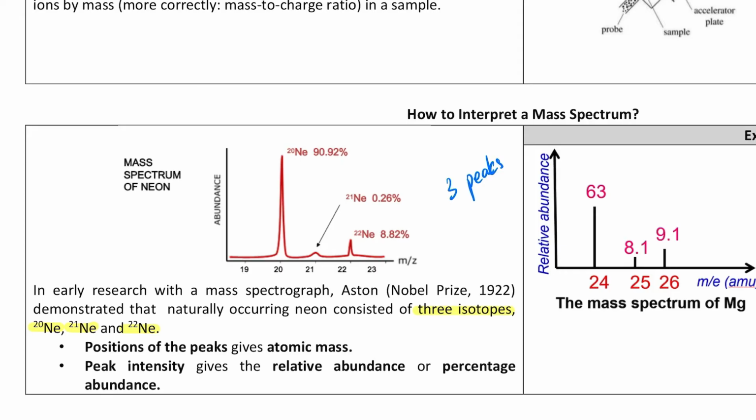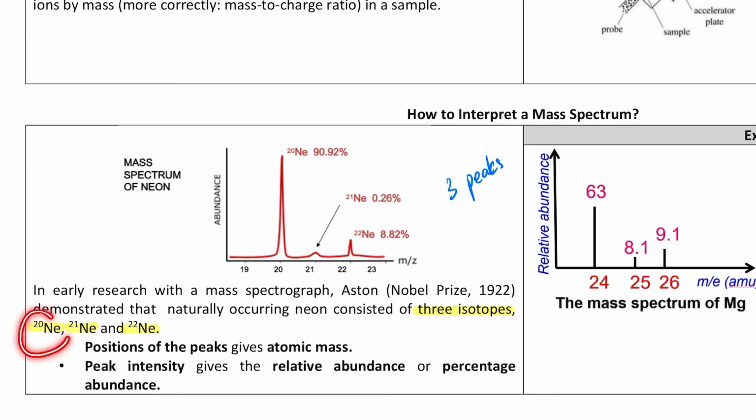3 peaks maksudnya kita ada 3 isotop. Sebab tu dekat sini dia cakap ada 3 isotop, sebab ada 3 peak. Kalau ada 5 isotop, 5 peak lah. Okay, alright. So macam mana dia tahu pula neon 20, neon 21, 22?